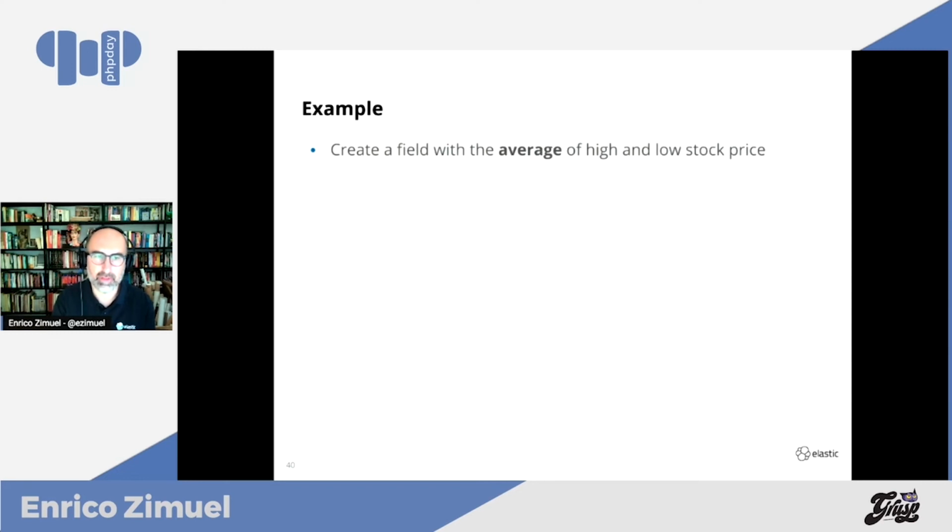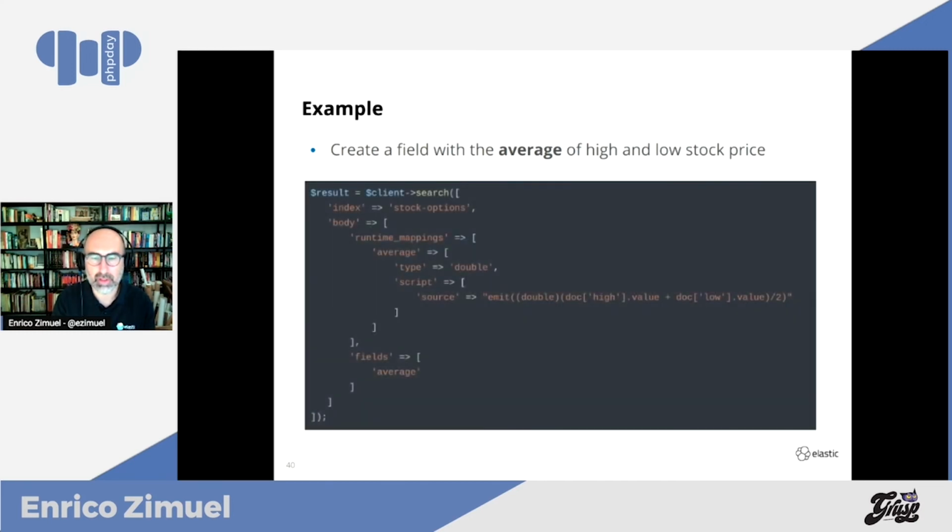So imagine in the stock option example that you have the high and the low price for a stock, and you want to create a new field that is the average of the high and the low stock options. You can easily do that using a search itself, using this schema on read feature. As you can see in the body here, we are specifying runtime mappings, where we are creating a new field that is average. The type is double because it's an average. And this is the script.